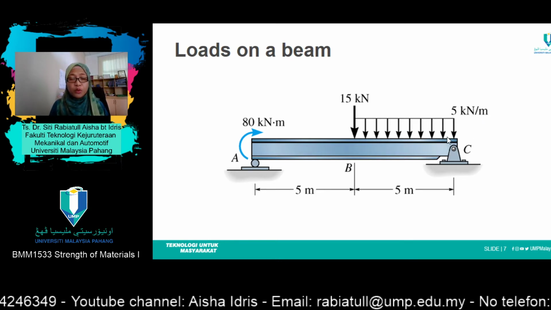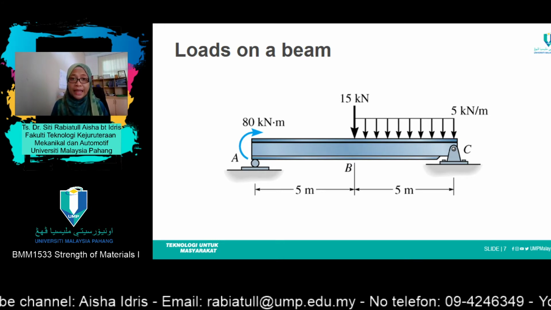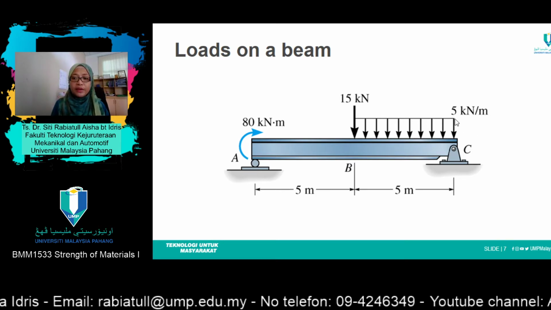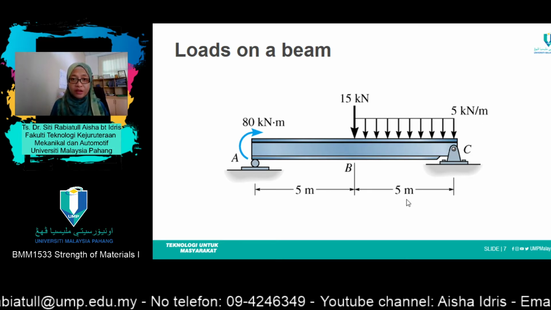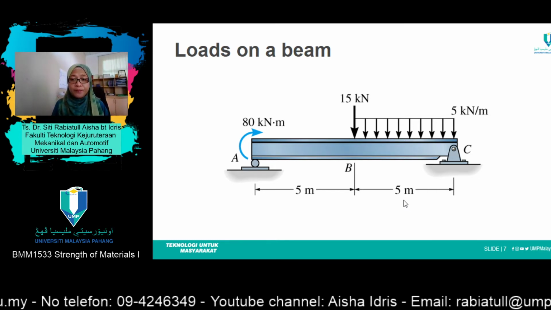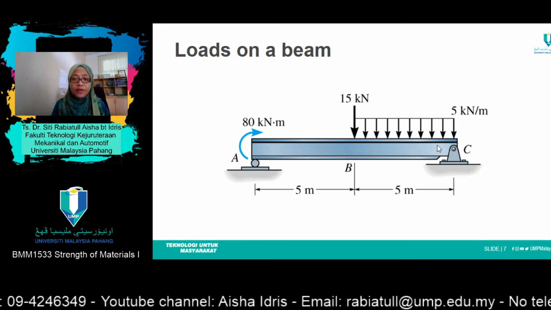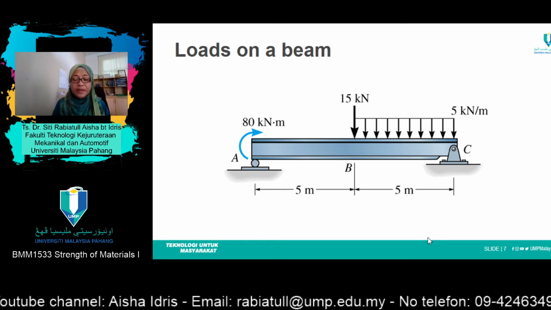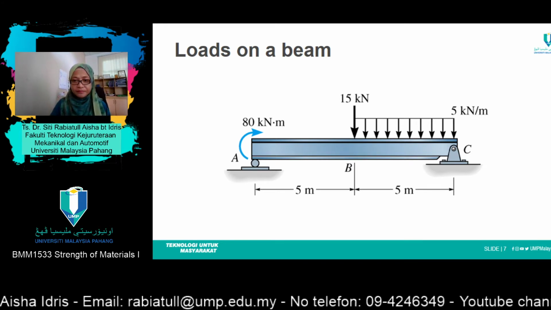Therefore, if we want to calculate the value of the force here, we need to multiply it with the total length of that load being applied on the beam. So if you look here, 5 kilonewton per meter will be multiplied with 5 meter length. The location of the load itself will be at the center of that length, which means 5 divided by 2, 2.5 meter length.